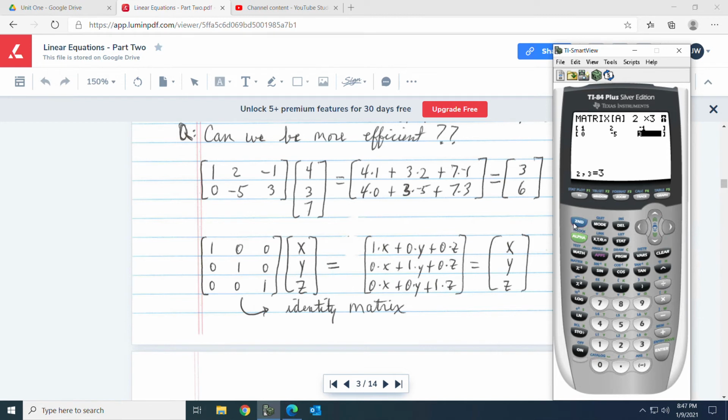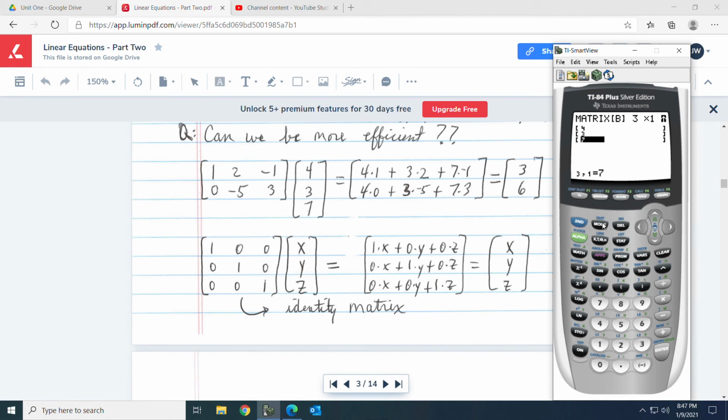Now I'm going to go out and I'm going to go to edit, but then I'm going to go down to B. 3 rows, 1 column. Matrix B is a 3 by 1. And it is 4, 3, 7. If you happen to transpose your numbers, just be careful to look at the matrix that you see on your screen and make sure that it matches. We have a column vector of 4, 3, 7, same thing here.